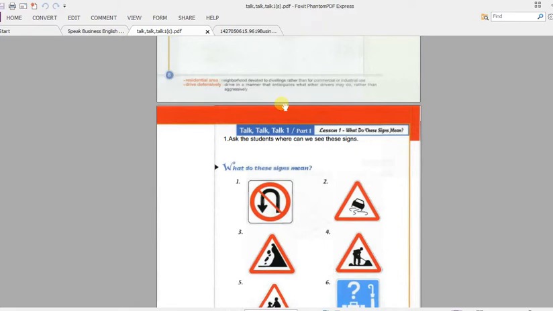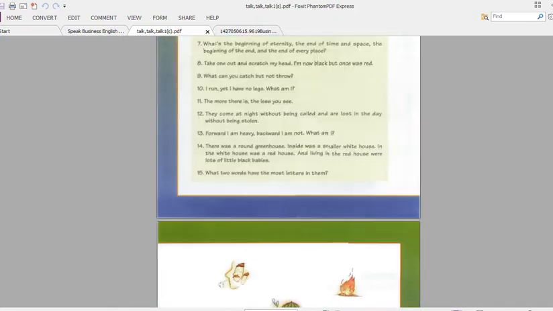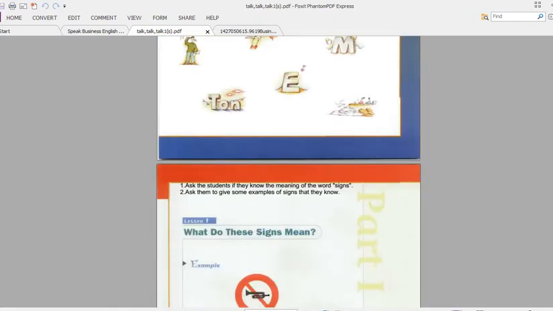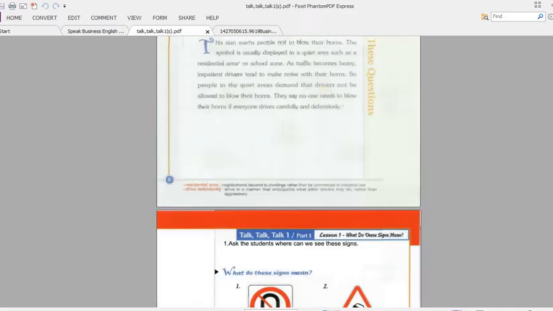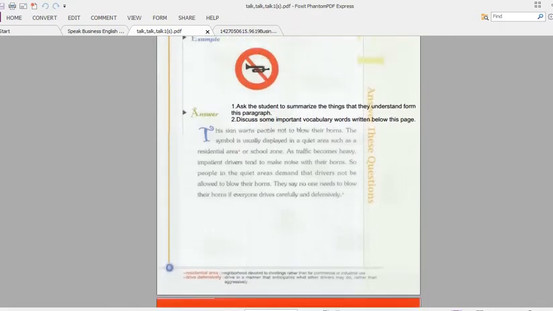Okay, so we usually use this book for level 4 students, which is Talk Talk 1. This topic is about what do these signs mean. Okay, so as you can see, we have here an example.